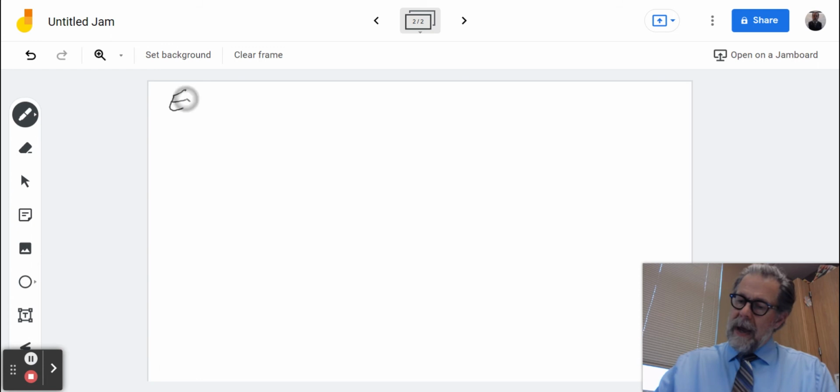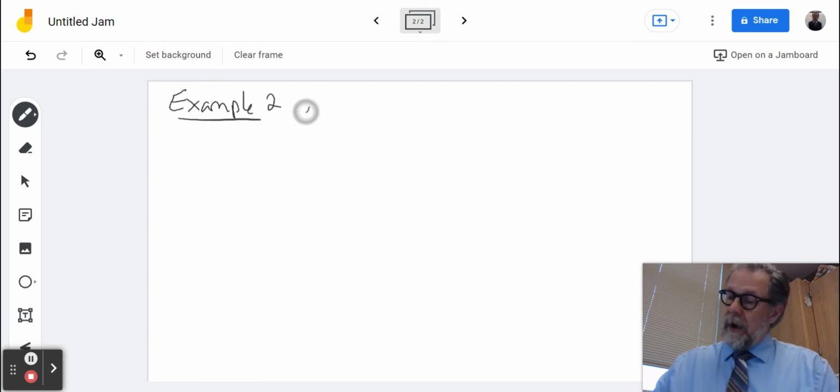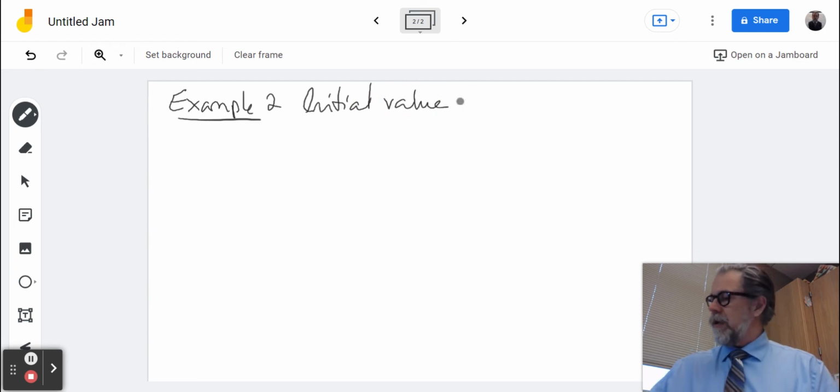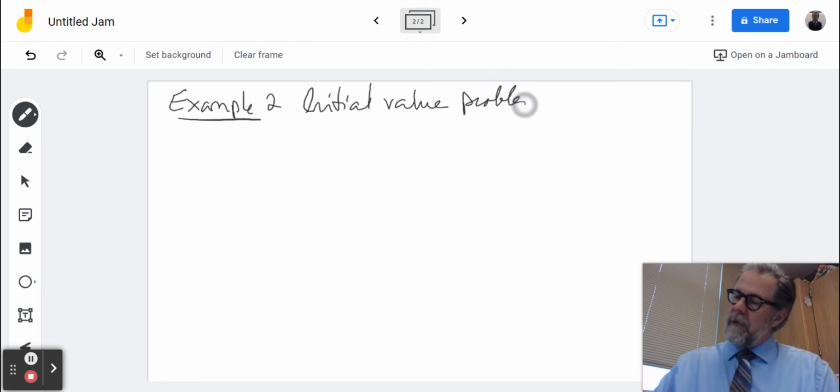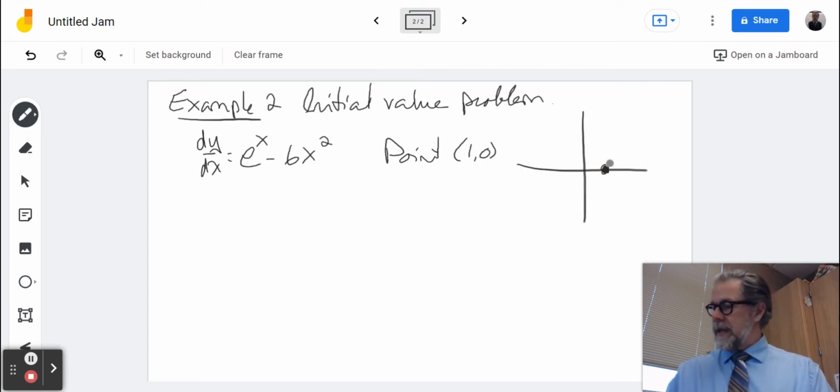All right, welcome back. Example 2. We are going to be given that initial value. I told you that if you had a point on the graph, you could figure out which of those infinite graphs went through that point. So the initial value problem is, here is a point on the graph. So the derivative with respect to x of this function is e to the x minus 6x squared. And we are told it goes through the point (1, 0). So whatever it looks like, it goes through that point right there.